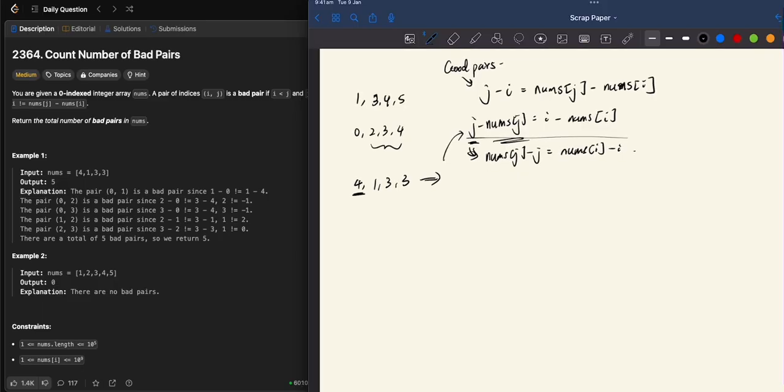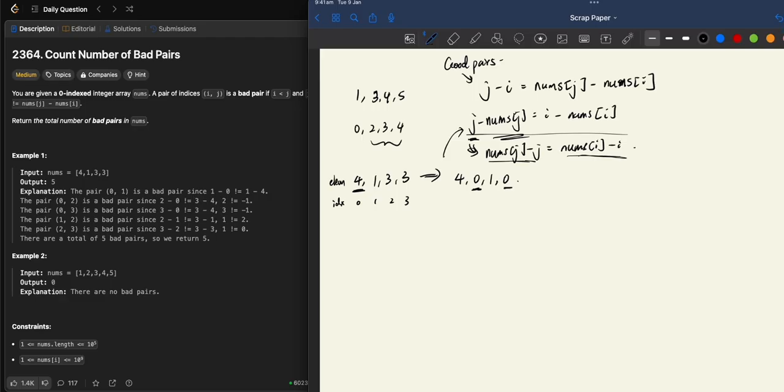So we have the indices here, 0, 1, 2, 3. We want to do the element minus the index. So that's the mapping we want to do. That means we will get 4, 0, 1, 0. And because of this formula, we just have to check how many of them are equal. So we have a 0 and a 0 here. That means we have one good pair here.